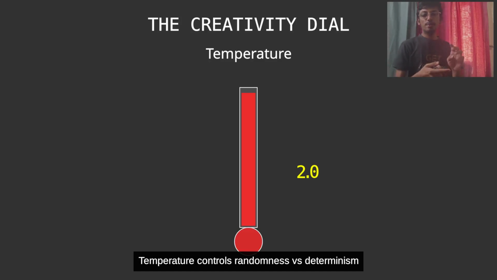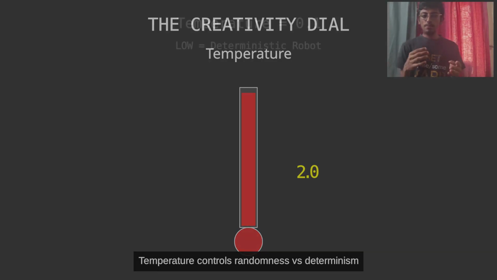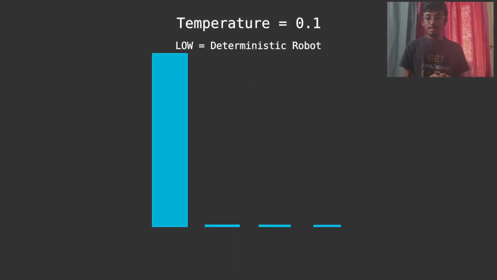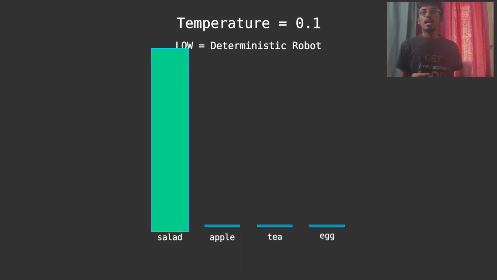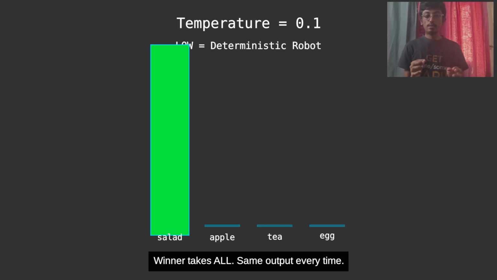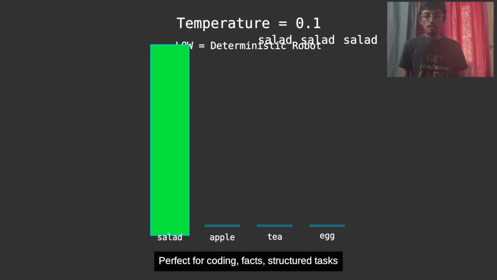Right? At temperature 0.1, what's the boss? The winner takes it all. Salad takes everything, up to 99%, and the others vanish absolutely. This is called the argmax behavior. That is, one item is completely chosen. The model becomes deterministic like a robot. And if I run this problem 10 times, I get the exact same result 10 times.